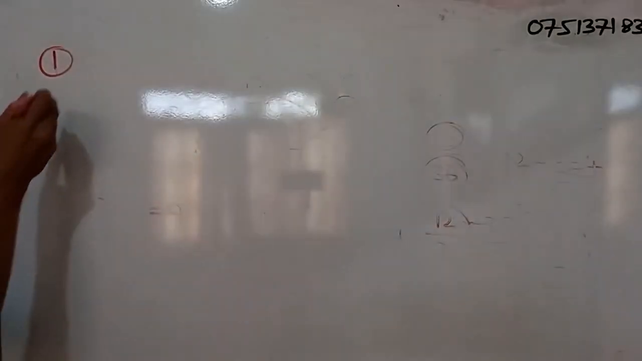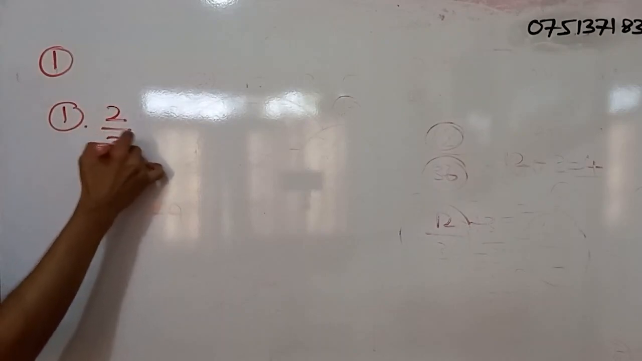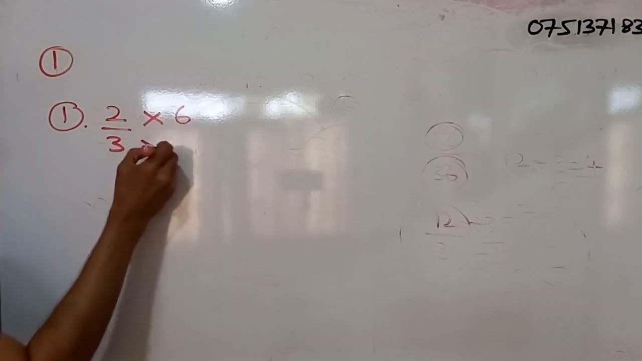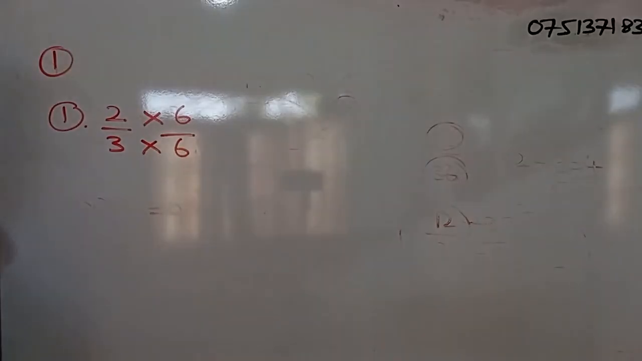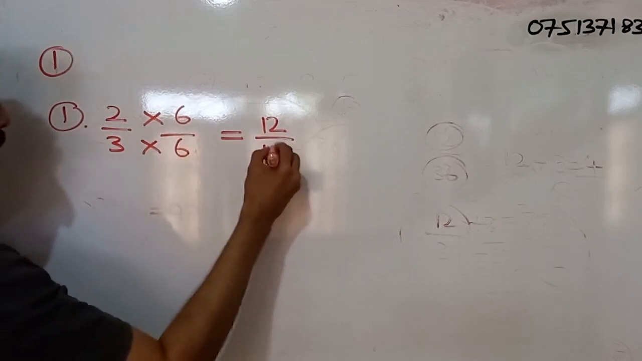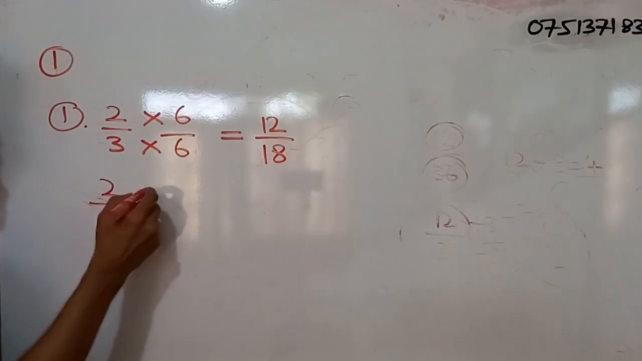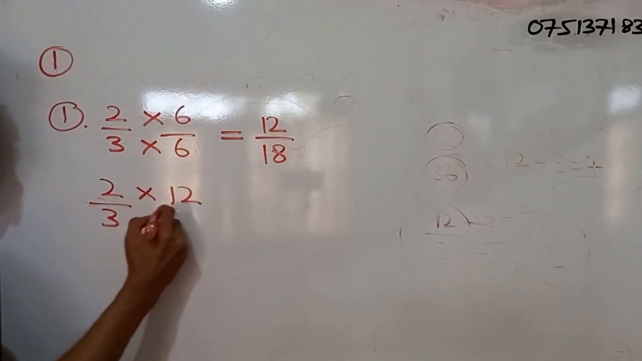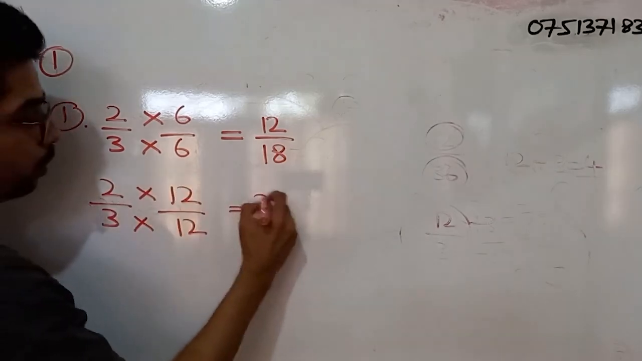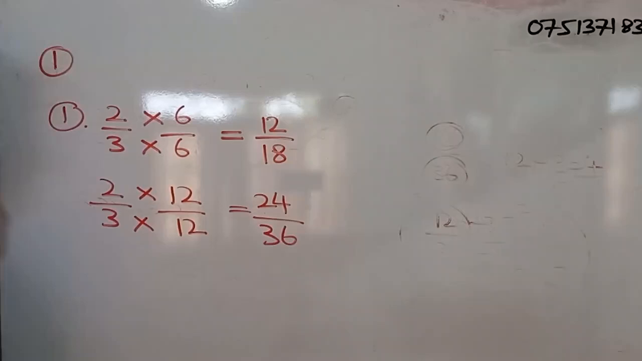Okay. Right. Question number 1, part 1. So the given fraction is 2 by 3. Now I'm going to multiply the numerator by 6 and the denominator by 6. So 2 times 6, we know that is 12. 3 times 6, we know that is 18. Right. 2 by 3, I'm going to multiply the numerator by 12 and the denominator by 12. 2 times 12 is 24. 3 times 12 is 36.